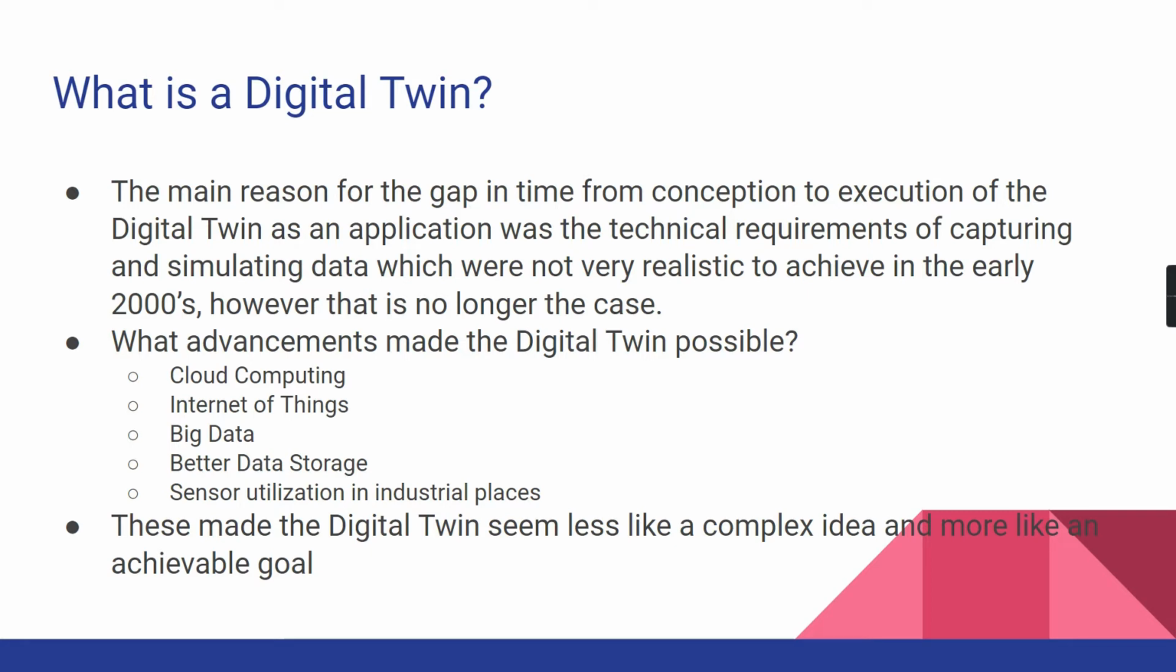So the main reason for the gap in time from conception to execution for the digital twin, from that 2003 until NASA actually first used one, was that the technical requirements for capturing and simulating data were not very realistic to achieve in the early 2000s. However, that is no longer the case. So basically, the advancements that made digital twins possible were cloud computing, Internet of Things, big data, better data storage, and sensor utilization in industrial places. All of these fields advanced very rapidly from the early 2000s to the current day and age, the 2020s, allowing the digital twin to become a real-life achievable goal rather than just a concept like it was at the time. And they pretty much got us there today.